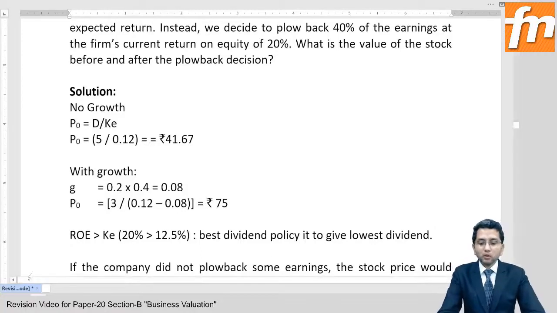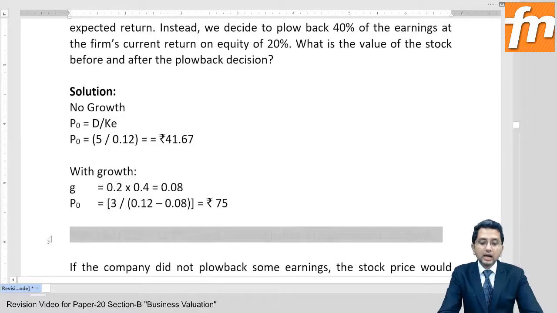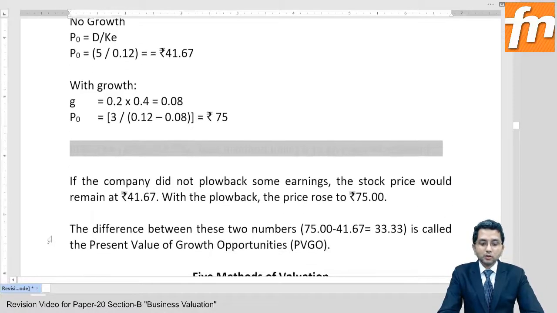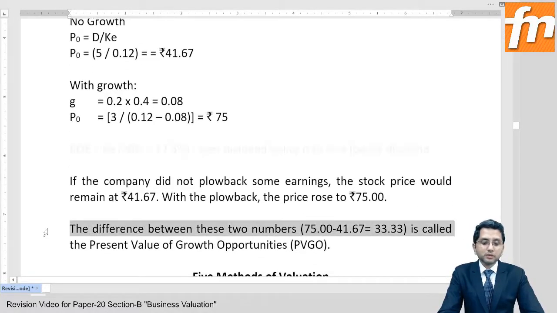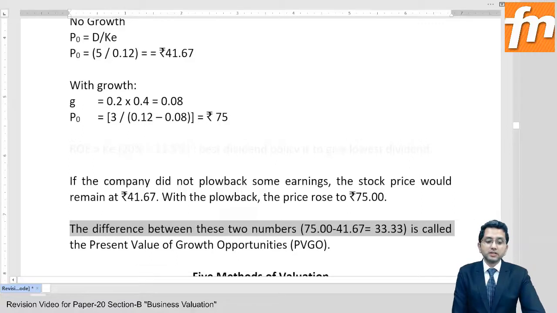PVGO is very simple. Just a minute. Allow me to hold this. So, look here, the present value of growth opportunity is very simple. Price with growth is 75. Price without growth is 41.67. So, present value of growth opportunity is 33.33. That's fantastic. Okay, we have solved the question.